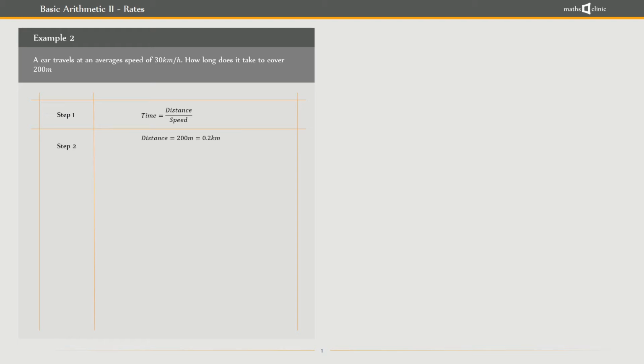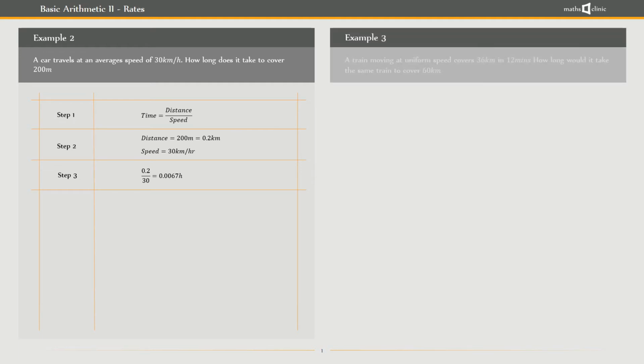Then we identify our parameters. We've been given that our distance is 200 meters, which is 0.2 kilometers, and then we have speed as 30 kilometers per hour. Now we can go ahead and say time equals distance, i.e. 0.2, divided by speed, i.e. 30, and we have 0.2 divided by 30, and we have our answer there. Very simple. Let's do one final example.